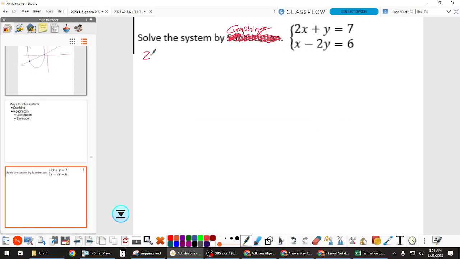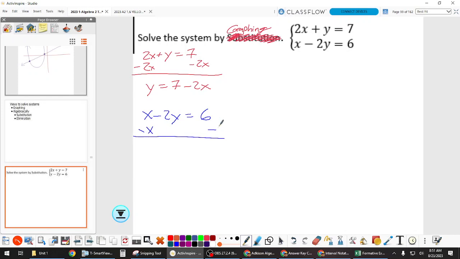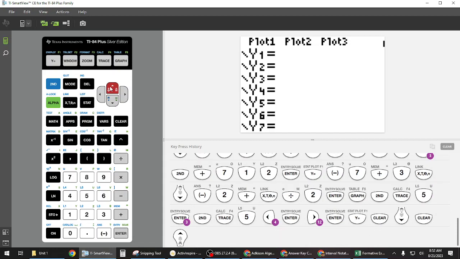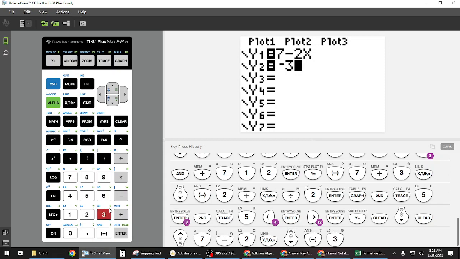These both need to be put in graphable form. So get the y by itself. This one's fast. So y equals 7 minus 2x. And then a little bit more work on this other one. So we're graphing those two. So 7 minus 2x and negative 3 plus x over 2. Let me double check those.